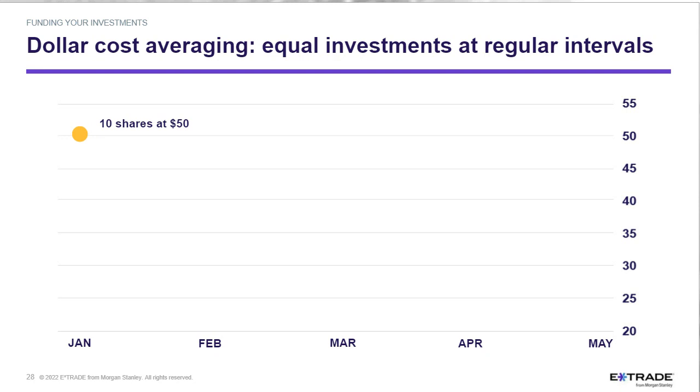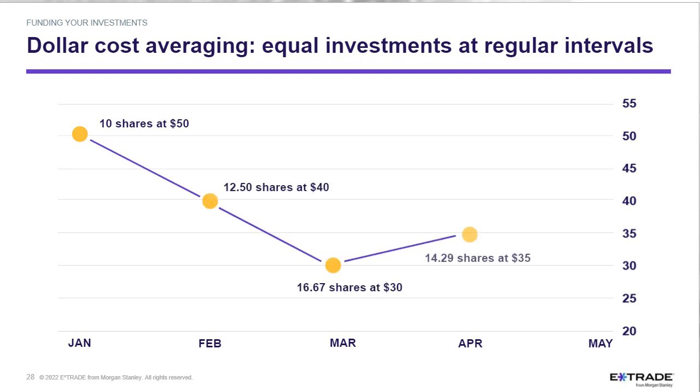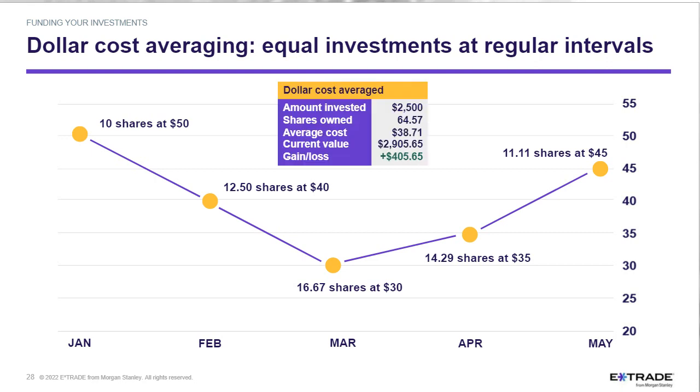Now, each month, we take our $500 and buy whatever that buys us according to the price of the stock. So the following month in February, the stock's $40. So now I buy 12 and a half shares. In March, the stock's $30, so my $500 buys me 16 and 2/3 shares, and so on. And so in this case, at the end of the period, the dollar cost averaged account has invested $2,500.